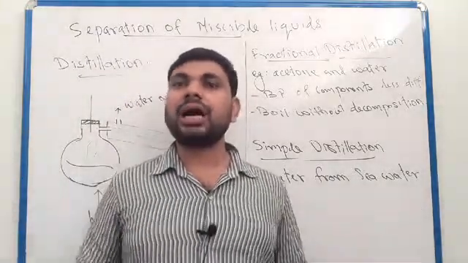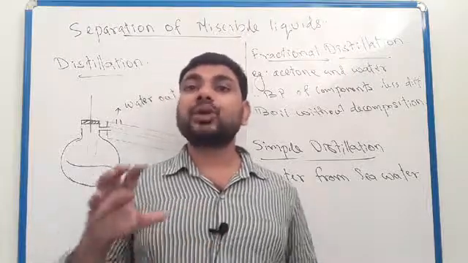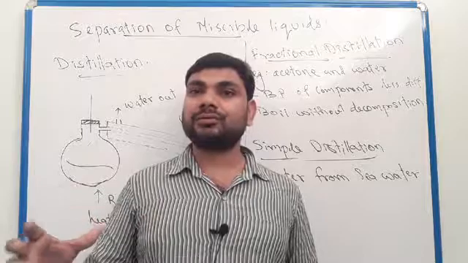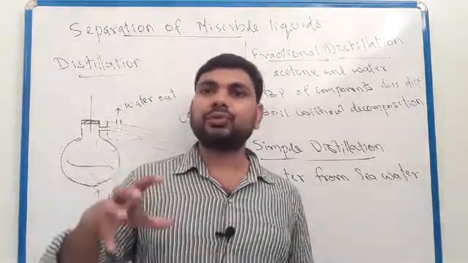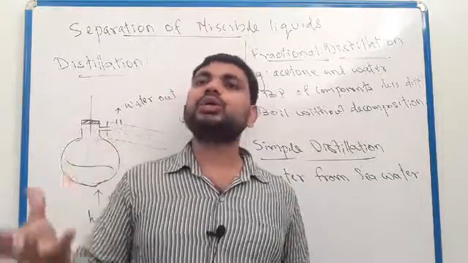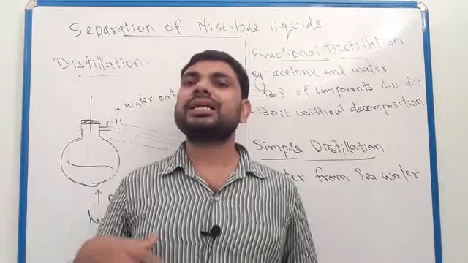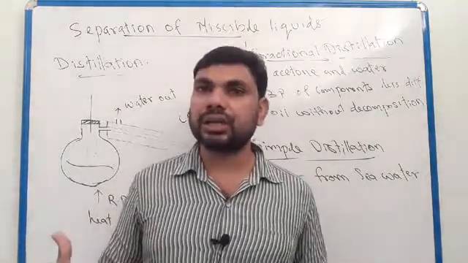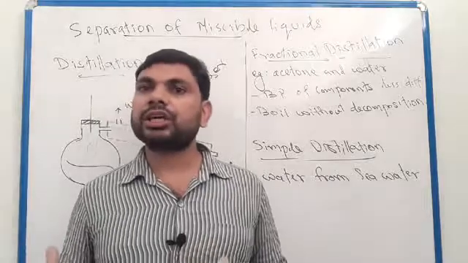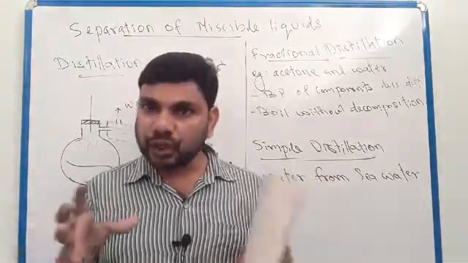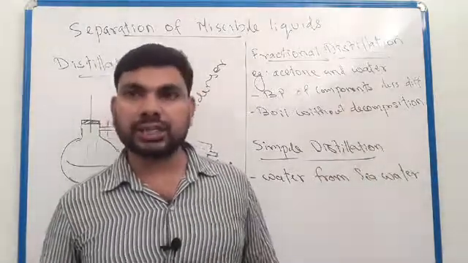Acetone in water, alcohol in water, or you may want to separate oxygen and nitrogen from air. So we have to liquefy air. We have to change gaseous air into liquid air. Then we will warm this mixture and we can separate oxygen and nitrogen. Okay, from liquid air we can separate oxygen and nitrogen. Their boiling points are very close to each other, so we say it is fractional distillation.